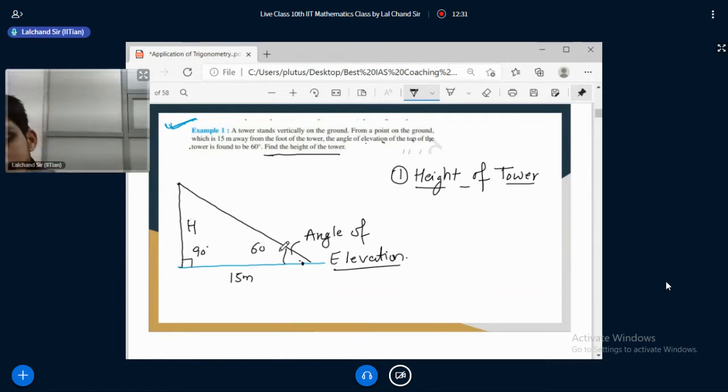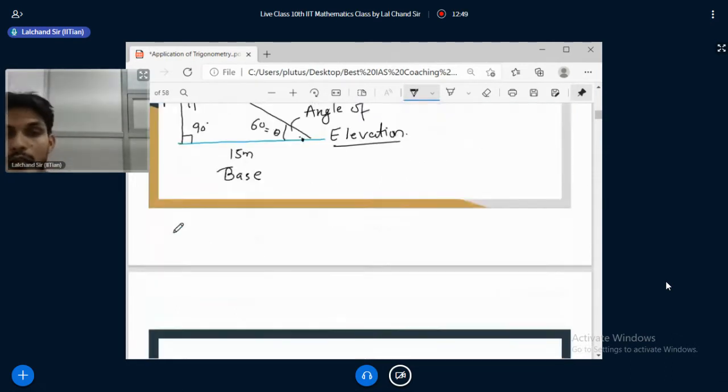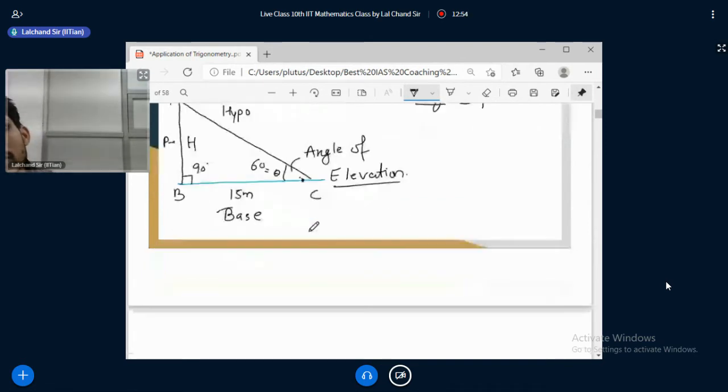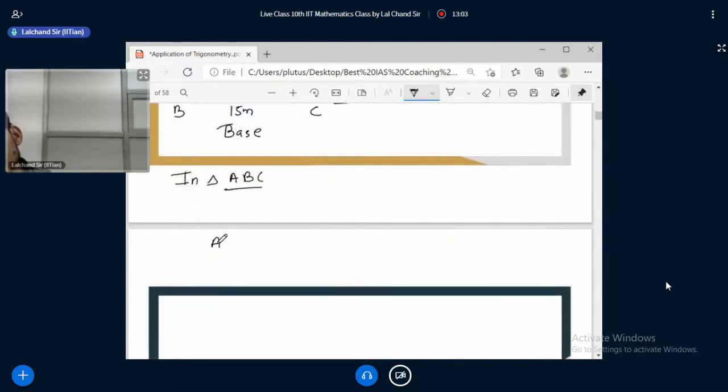Okay. So I think if this angle is theta, that is equal to 60 degrees, right? We can say this is our base value. This is our perpendicular value, and this is our hypotenuse value. Okay, so let's suppose these points are A, B, C. We can say in triangle ABC, AB divided by BC is equal to tan theta, where theta value is 60 degrees.